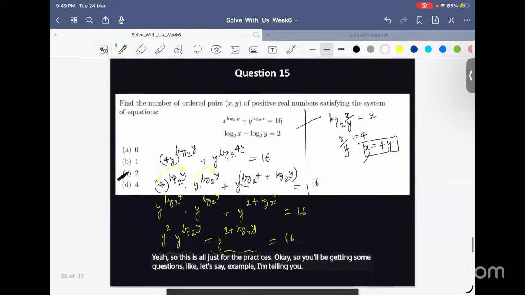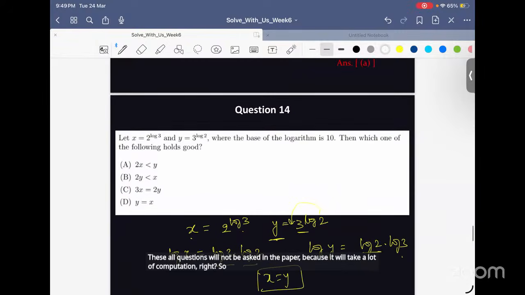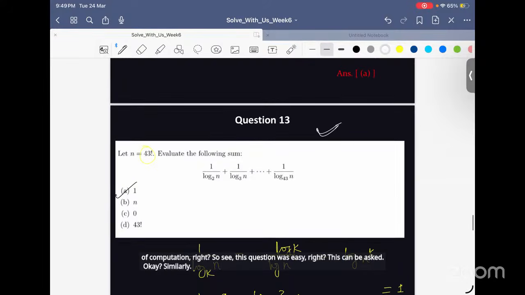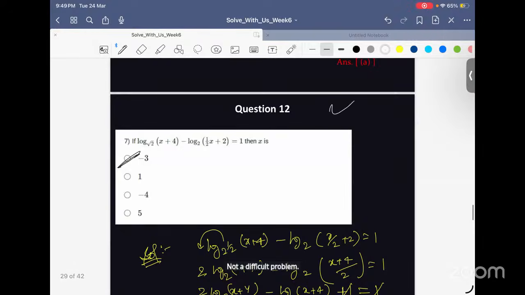These questions will not all be asked in the paper because it will take a lot of computation, right? So this question was easy, right? This can be asked. Similarly, this also can be asked. Not the difficult problem. This can be asked. And this has been asked.